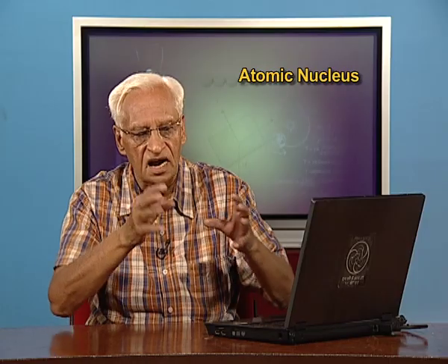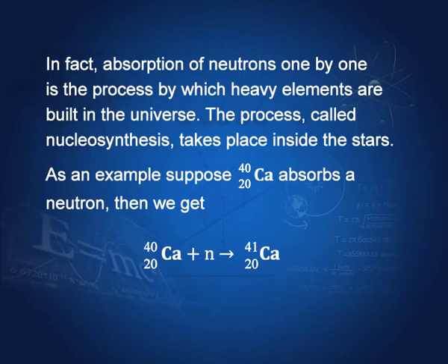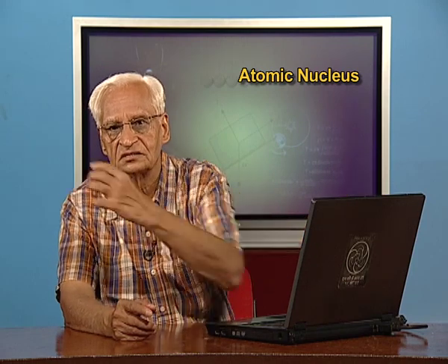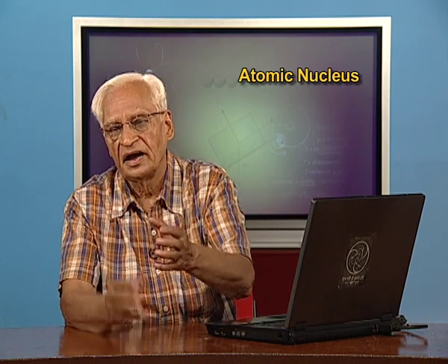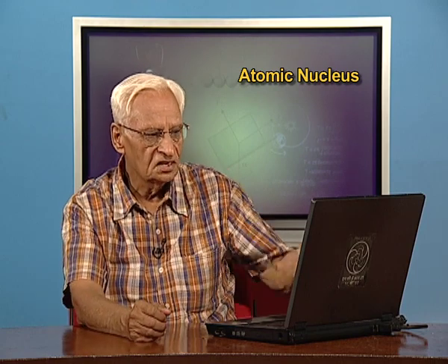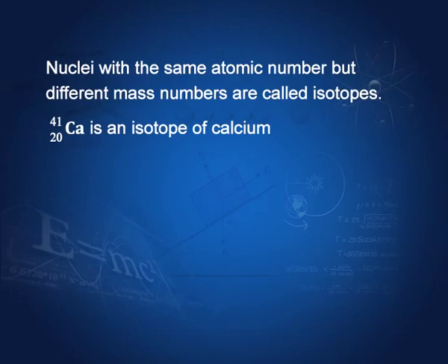You see, inside the stars, there is fusion building up to iron. Iron is the most stable nucleus, therefore, there is no fusion beyond iron. Then the process of absorption of neutrons starts. The nuclei absorb neutrons one by one and build heavier particles. This process is called nucleosynthesis. Nuclei with the same atomic number but different mass numbers are called isotopes. So, this one is an isotope of calcium.